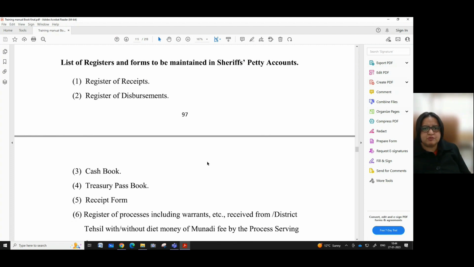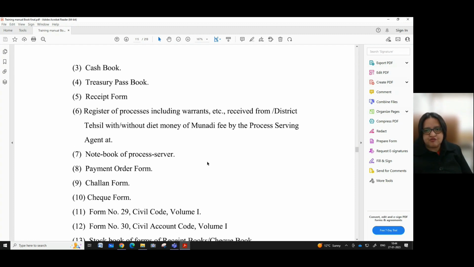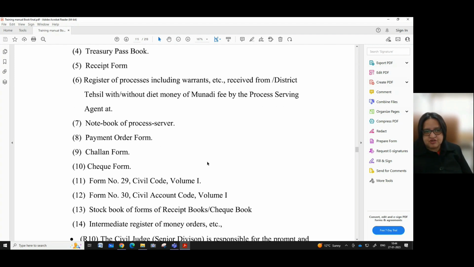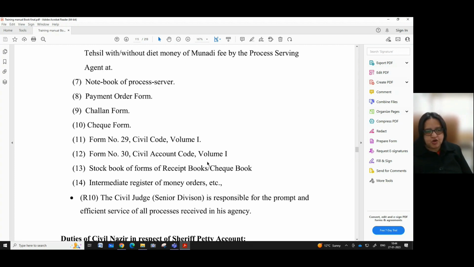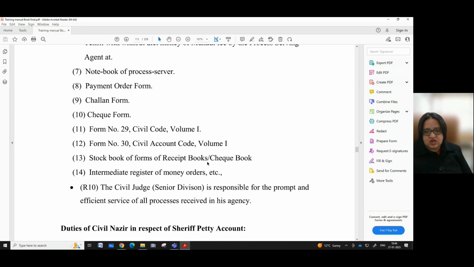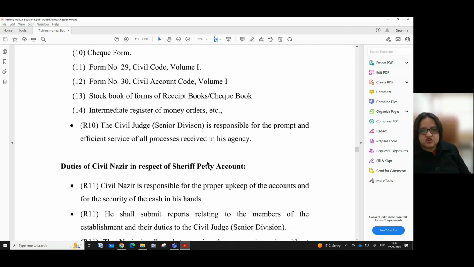List of registers and forms to be maintained in sheriff's petty accounts: register of receipts, register of disbursements, cash book, treasury passbook, receipt form, register of processes including warrants, etc. received from or district tehsil with or without money, diet money or munadi fee paid by the process serving agent at notebook of process server, payment order form, challan form, check form, Form number 29, Civil Code Volume 1, Form number 30, Civil Code Volume 1, Stock Book of Forms of Receipt Books or Checkbook, Intermediate Register of Money Orders, etc. Rule 10 says that the Civil Judge Senior Division is responsible for prompt and efficient service of all processes received in his agency.